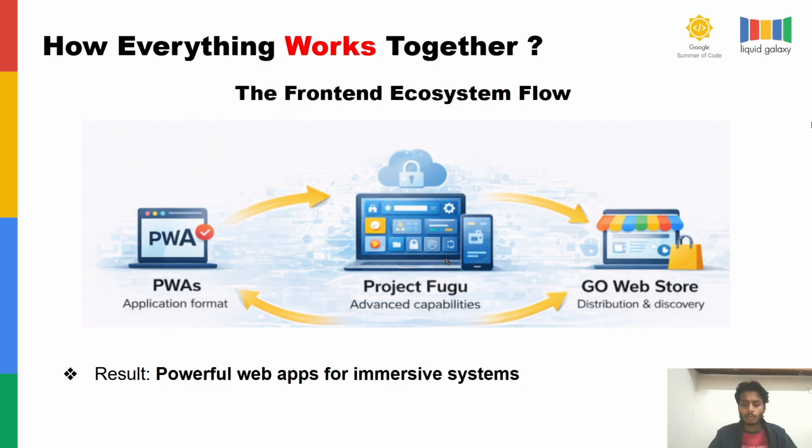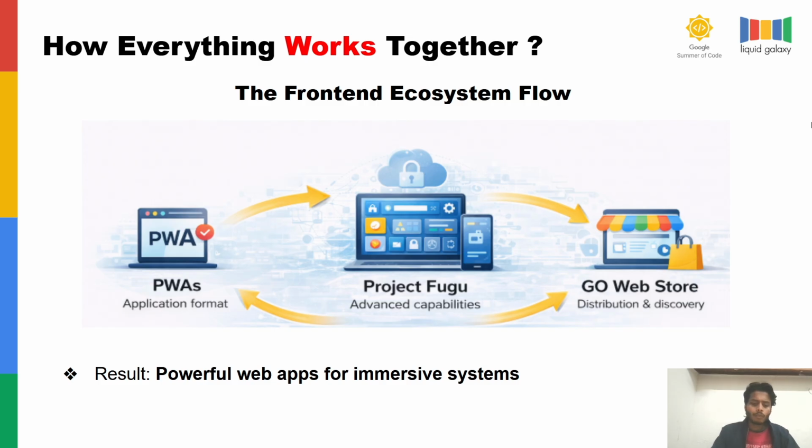The third major component is Go Web Store. Go Web Store handles distribution and discovery. It answers important questions like where do developers publish their apps? How do users discover available applications? And how are updates managed? By acting as a central catalog, the Go Web Store makes the ecosystem organized and scalable.